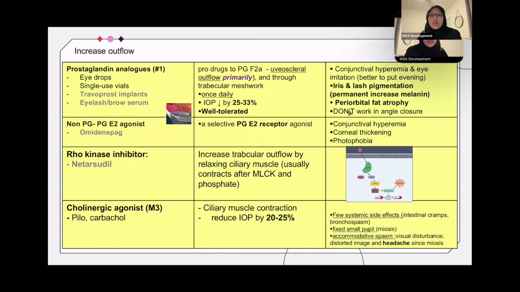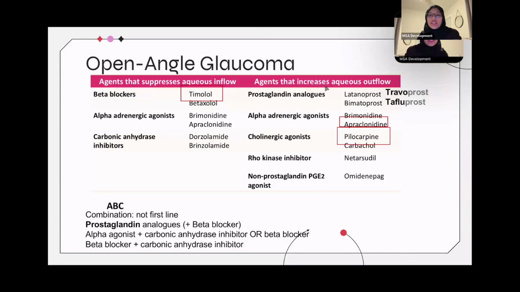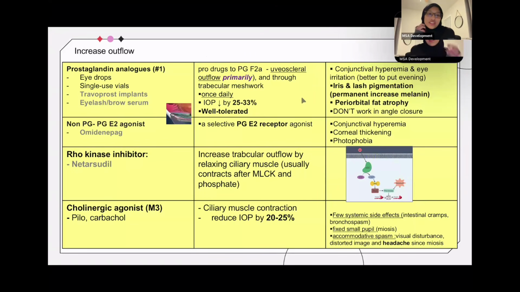They do not work in angle closure, even though they are first line in open angle. In closed angle, you do not use that. So that's why you see the red boxes are for closed. You do not use prostaglandin analogs.